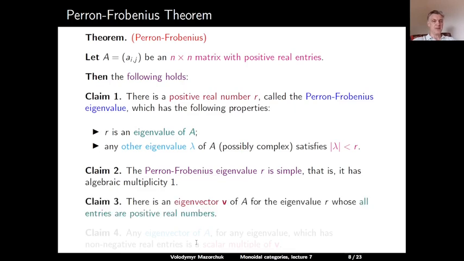Claim 3. There is an eigenvector v of A for the eigenvalue R, such that all entries in this vector are positive real numbers. And claim 4, any eigenvector of A for any eigenvalue which has non-negative real entries must be a scalar multiple of this eigenvector v.